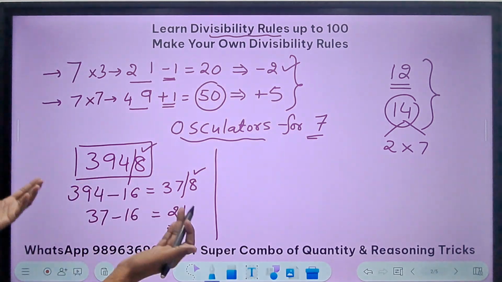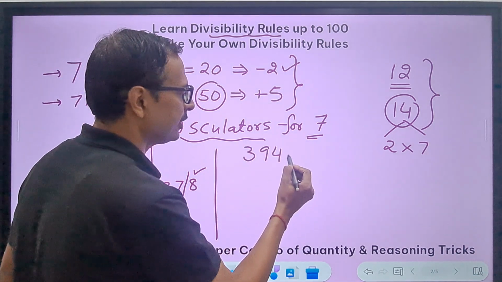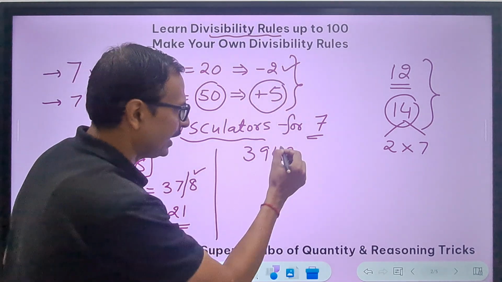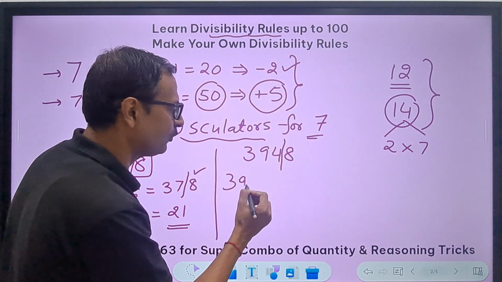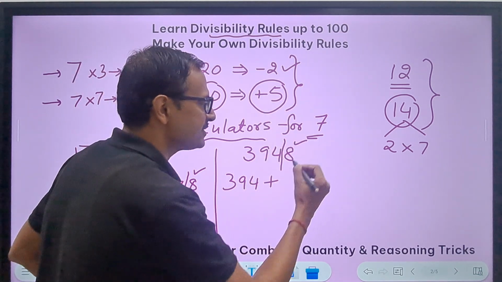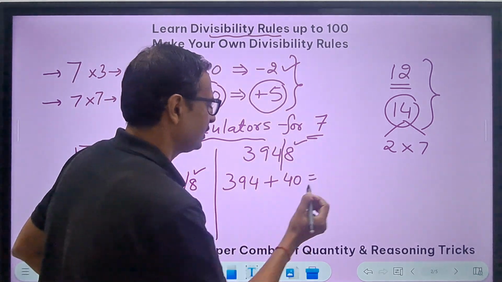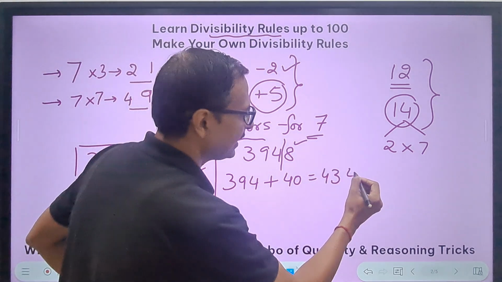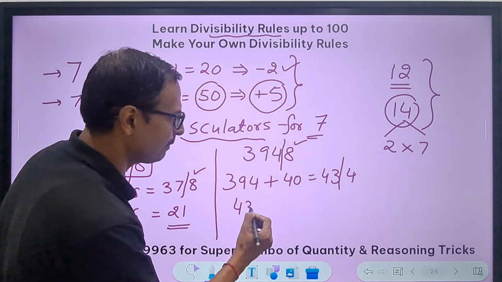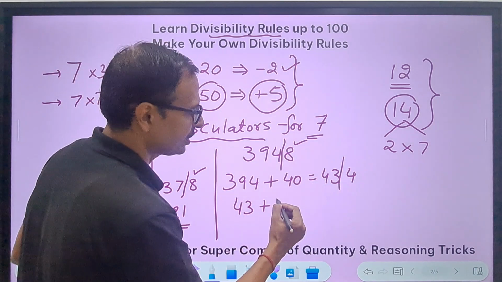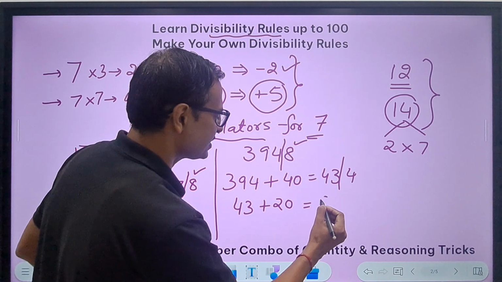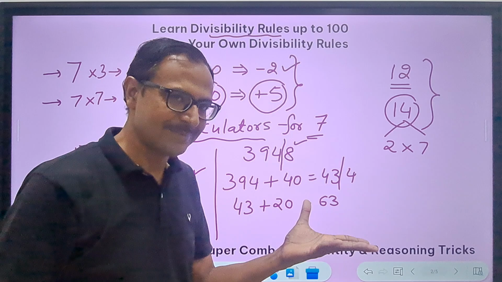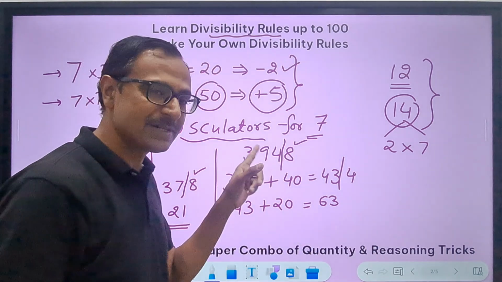Likewise, I can frame another rule for the same number 3948. Now watch. The other oscillator is plus 5, right? So I will separate out the last digit, 394. Now plus 5 times this is 40. So I get 394 plus 40 is 434, and then again separate out the last digit. So 43 plus 5 times the last digit is 20, which gives 63, right? And now I know 63 is divisible by 7, so the entire number is divisible by 7.